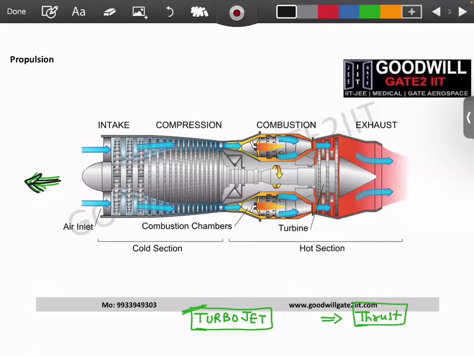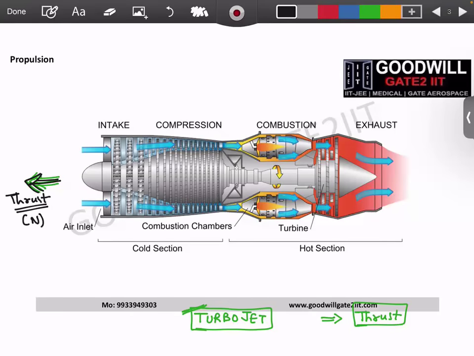And in the process, this engine has to do something so that it can produce thrust in the forward direction. Now, keep this in mind, thrust is a kind of force. So it will be measured in newtons. Once this thrust is produced, your aircraft will move forward.